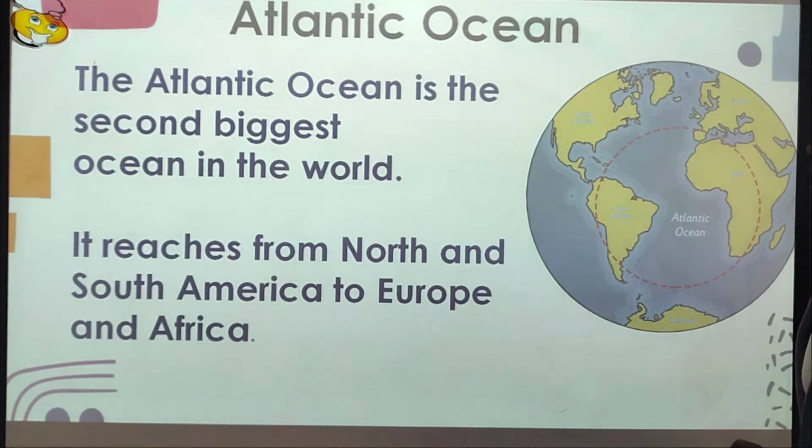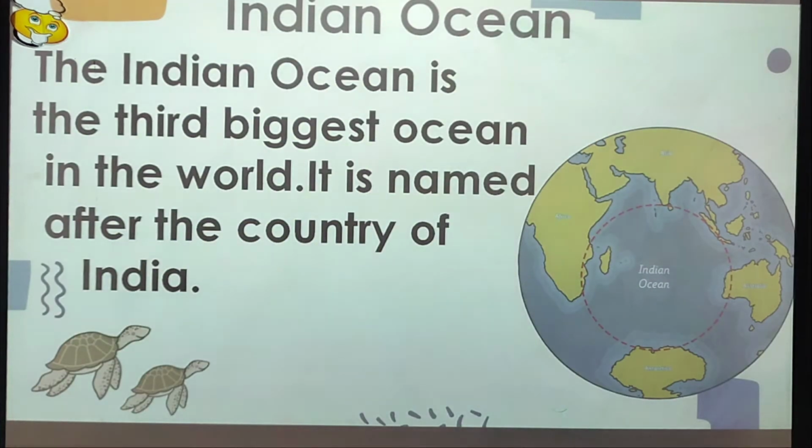Now let's talk about the Atlantic Ocean. The Atlantic Ocean is the second biggest ocean in the world. It reaches from North and South America to Europe and Africa. Indian Ocean. The Indian Ocean is the third biggest ocean in the world, and it is named after the country of India.